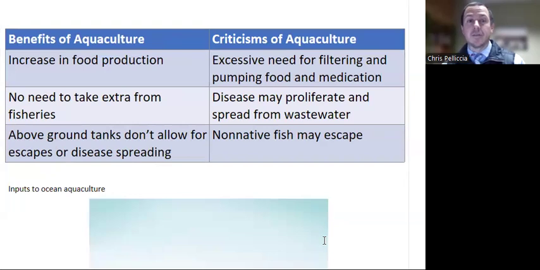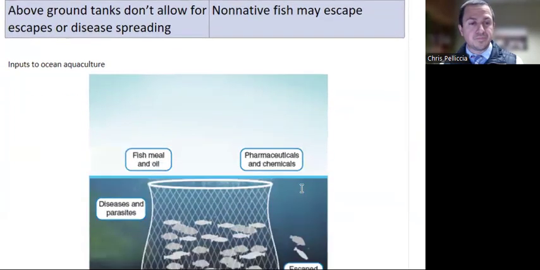There's an excessive need for filtration and pumping in food and medication. Waste products specifically need to be filtered out. And because of the close proximity of the animals to one another or the plants to one another, there needs to be food and medication pumped in. Disease can certainly proliferate, and non-native fish could escape. Not every system is perfect. And if fish escape, you all of a sudden have non-native fish out in the wild ecosystem.